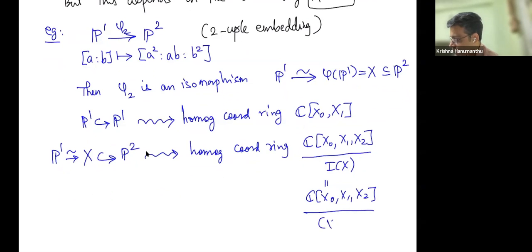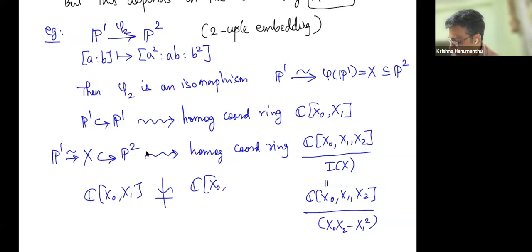modulo (x0 x2 minus x1 squared). So basically, remember, if you look at this, you want the product of the first and third coordinates to be the square of the second coordinate. So here you have x1 squared is x0 x2. But these are not isomorphic. So the homogeneous coordinate rings are different.